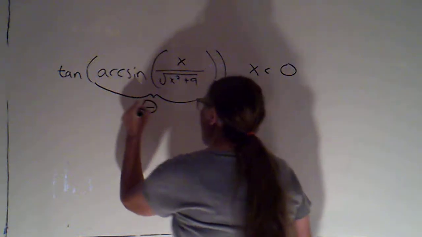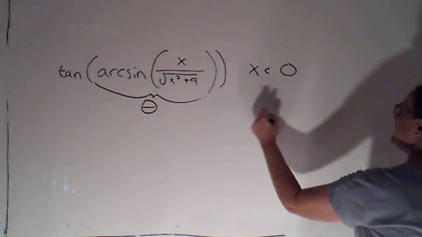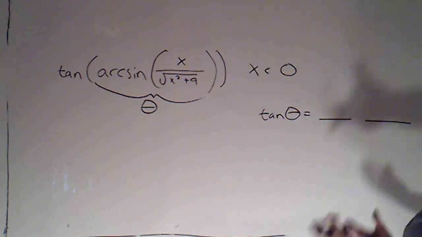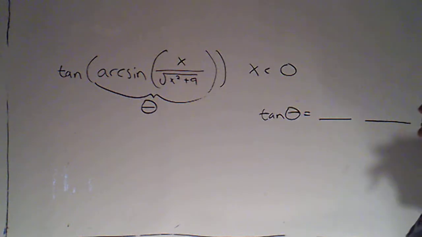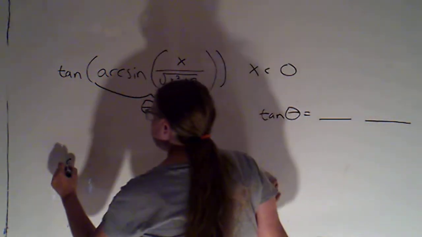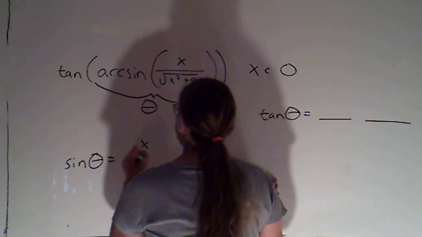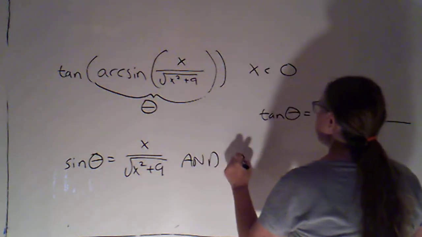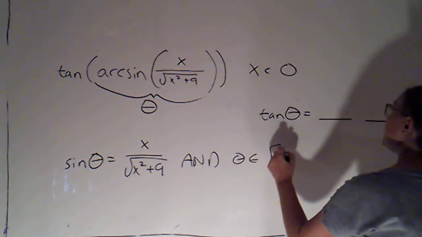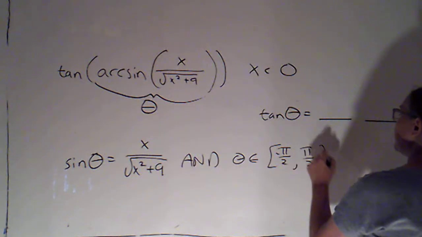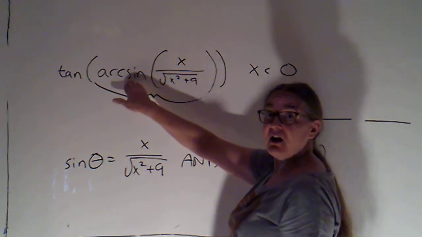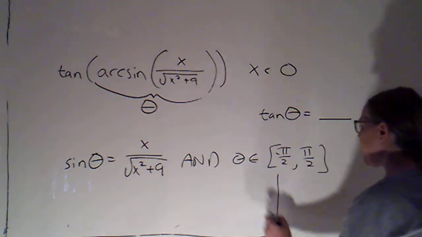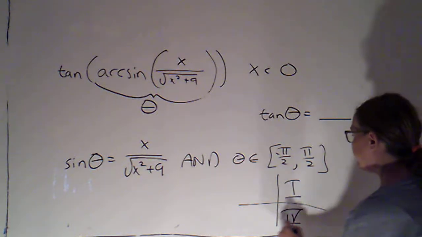So I'm going to call that theta. And so we're basically evaluating tangent of theta, which is going to be a two-step process, taking into account the sine and then the absolute value. Okay. So what I know about theta is that sine of theta is x over root x squared plus 9, and theta is in the interval from negative pi over 2 to positive pi over 2, because that's the range of arcsine. Okay, fabulous. Now that corresponds to quadrants 1 and 4.